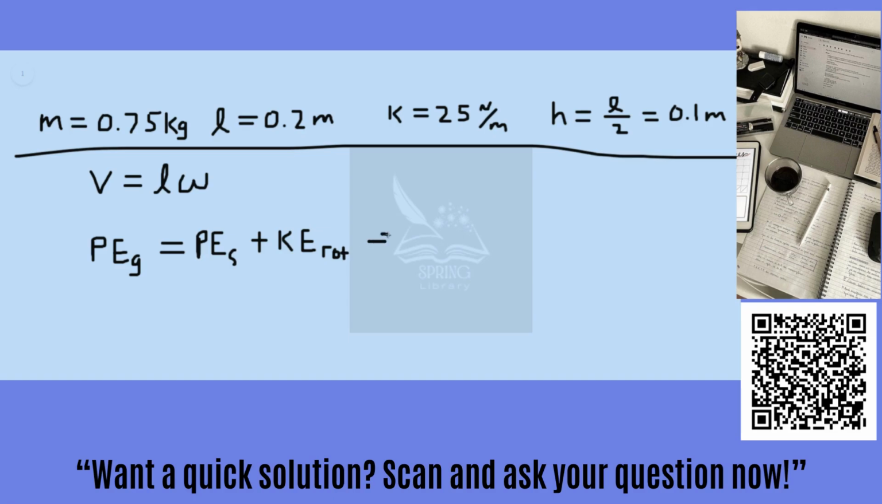The potential energy due to gravity is mgh. The potential energy due to the spring is 1/2 kx squared, where x is the amount of compression that the spring has. And the rotational kinetic energy is 1/2 I omega squared. So there's the omega value that we need to solve for to calculate tangential velocity. The question is, what is x and what is I?